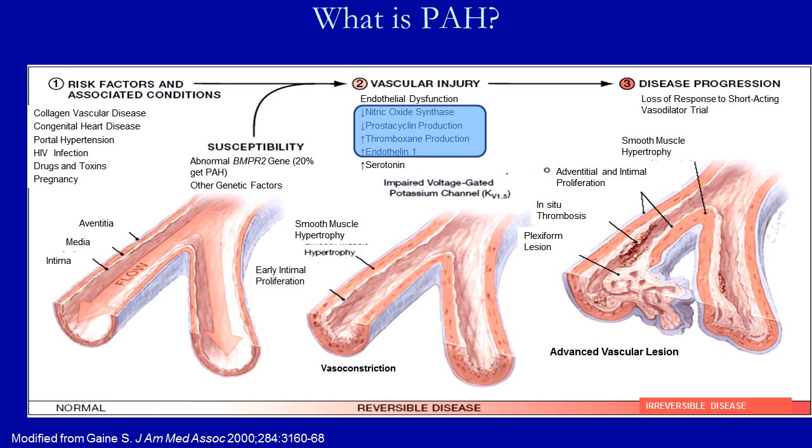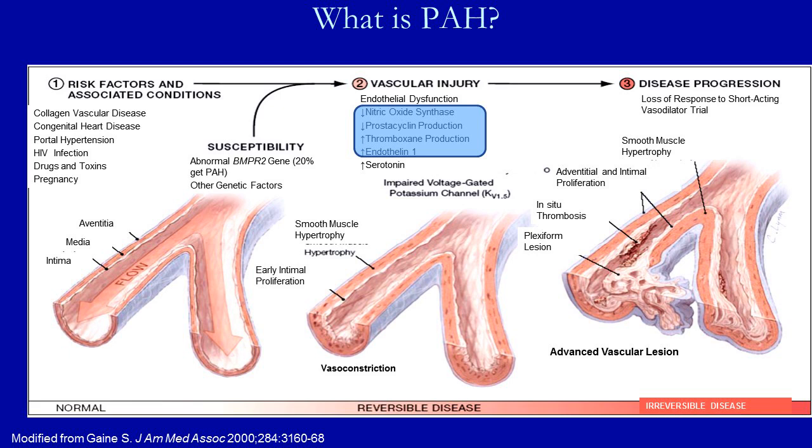Ultimately, this combination of risk factors or other conditions with the underlying genetic susceptibility combine to cause vascular injury. And there are three key pathways in this vascular injury that have been implicated in the pathogenesis of the disease, particularly low nitric oxide production, an imbalance in the prostacyclin thromboxane ratio, and high levels of endothelin-1, with endothelin being a potent vasoconstrictor. What happens is that the endothelial cells lose contact inhibition.